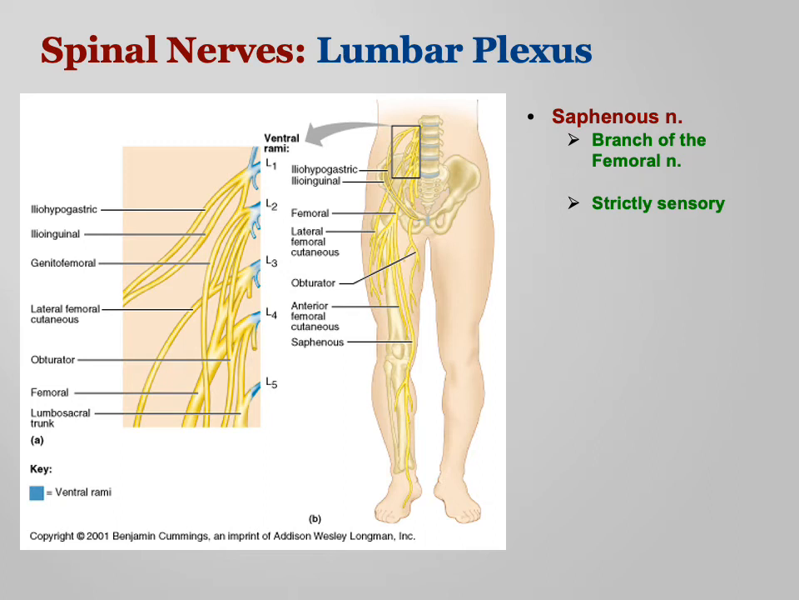It goes down the medial aspect of your entire leg. It's both on the upper and on the lower part of the leg. So the saphenous nerve goes all the way down, strictly sensory. It innervates skin over the medial surface of the leg because that's where it is, all right?